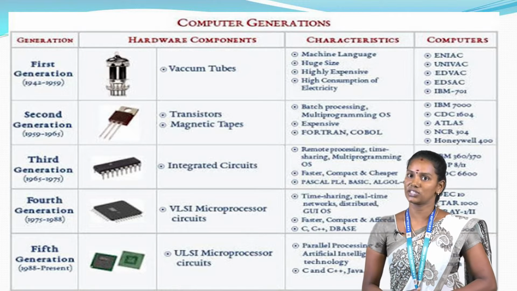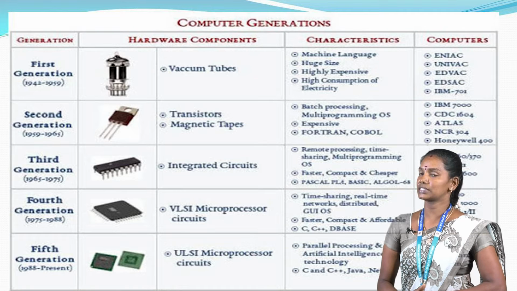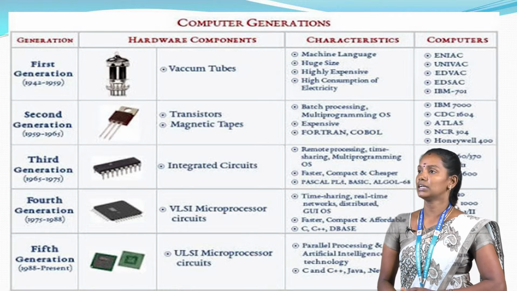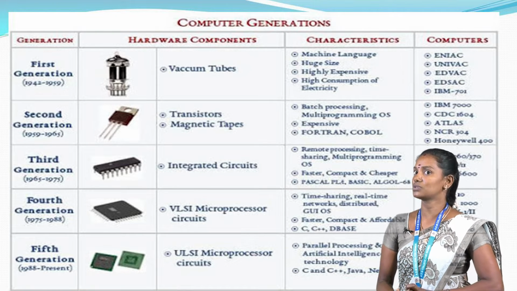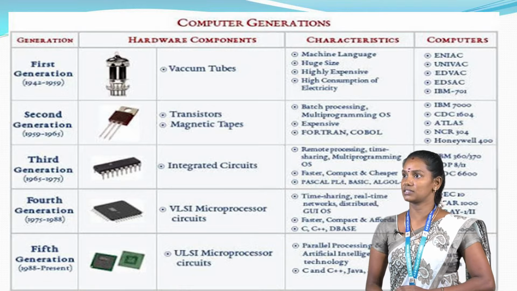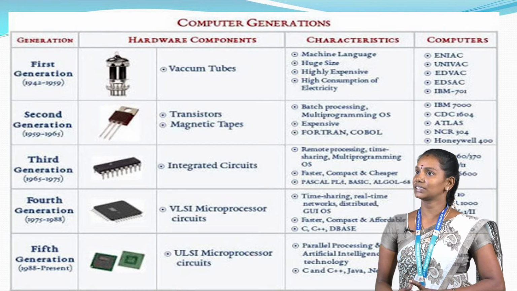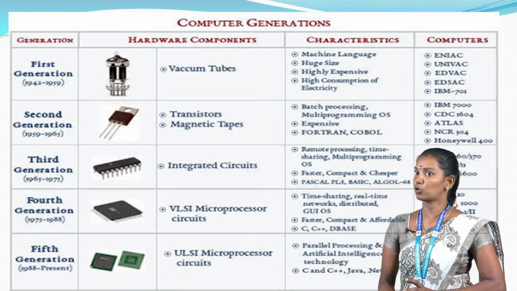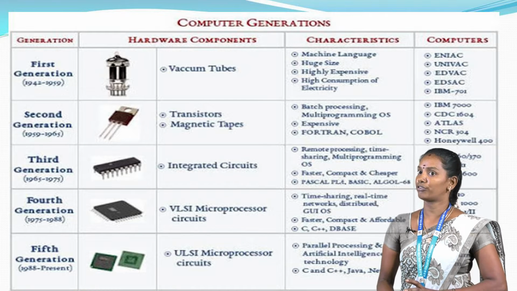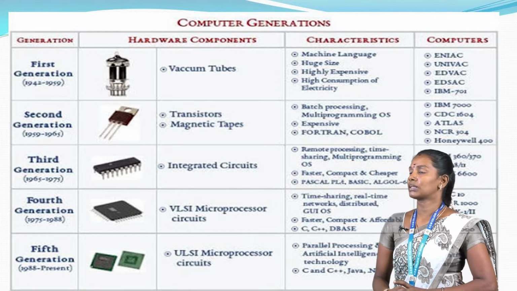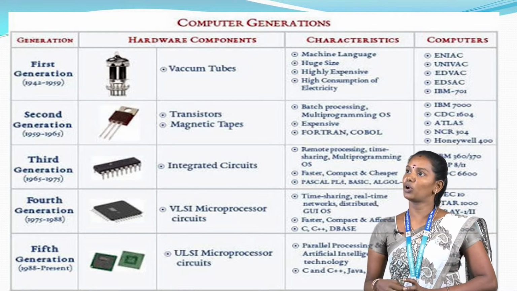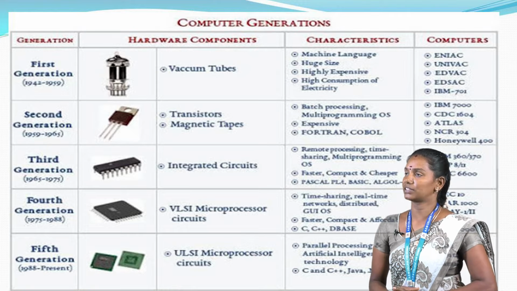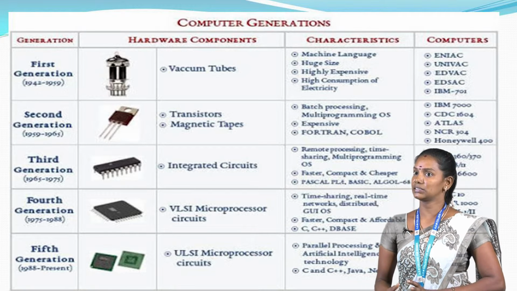The next one is second generation. The second generation year is 1959 to 1965. What are the hardware components used in the second generation? Transistors, magnetic strips. What are the characteristics involved in the second generation? Batch processing, multi-programming OS, expensive, Fortran, COBOL, etc. What are the computers involved in the second generation? IBM 7000, CDC, Atlas, etc.